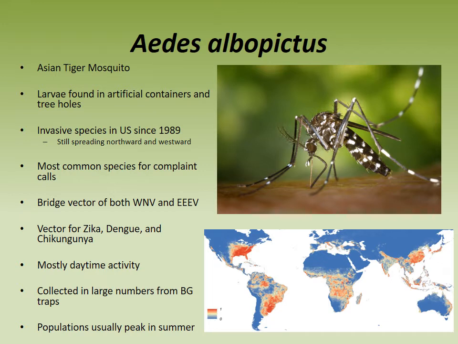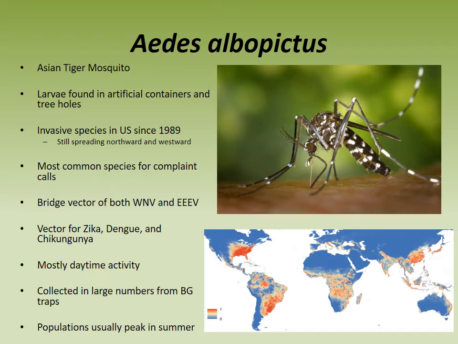They can also be a vector for Zika, dengue, and chikungunya. So if these diseases spread into the area, this species would be the primary vector of these viruses. The other vector would be a species we'll see later, but we do not really have much of them in Virginia. Northern Virginia has a little bit more.